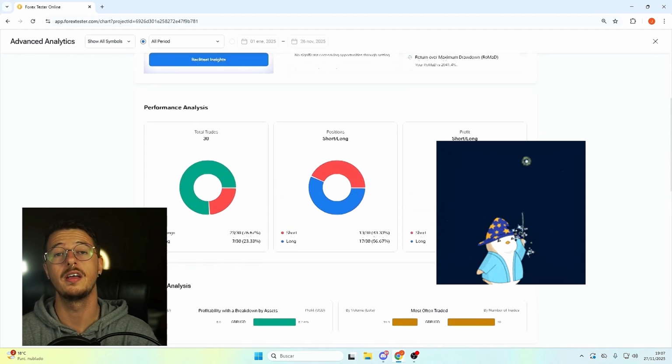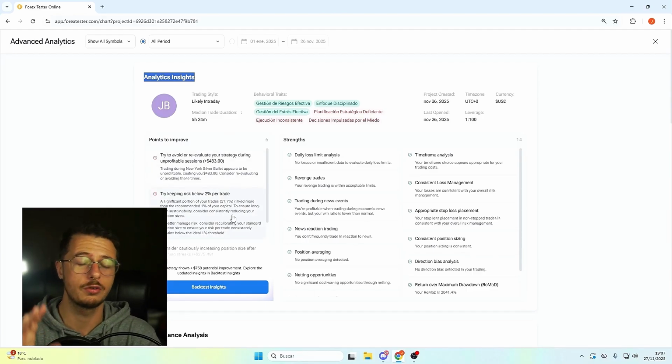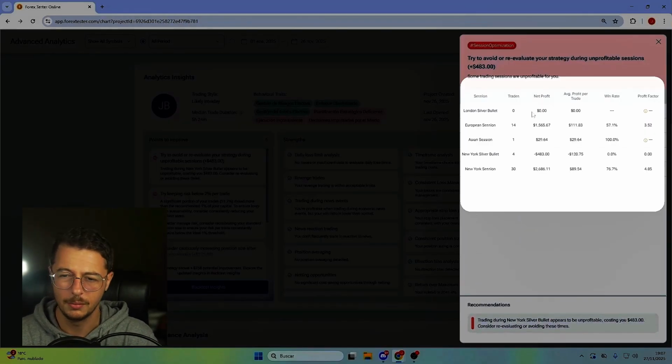But the best part is that we can come here to Analytics Insight and we can study a few hints that it gives us to make our strategy even better, like try avoid reevaluating your strategy during unprofitable sessions. If we click on here, we can see the sessions that went good, the sessions that went bad. We can see that in the European session we had a 57% win rate. Meanwhile, in the New York session we had a 76% win rate.